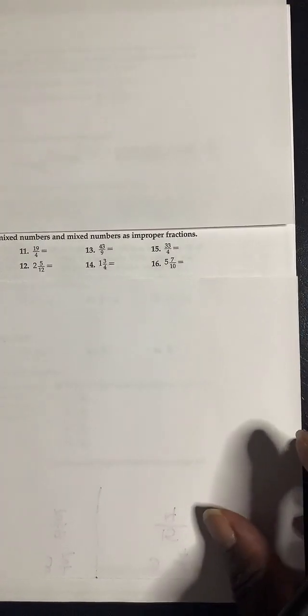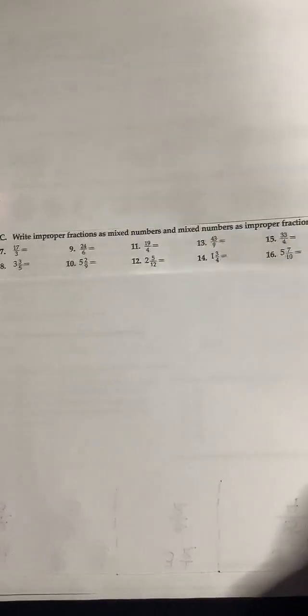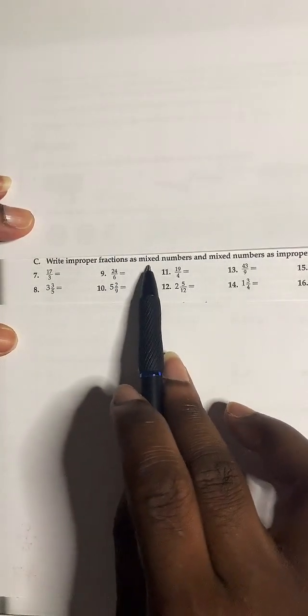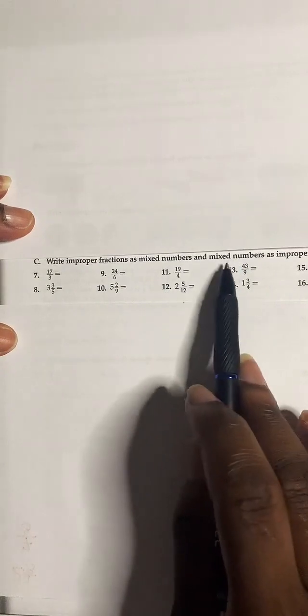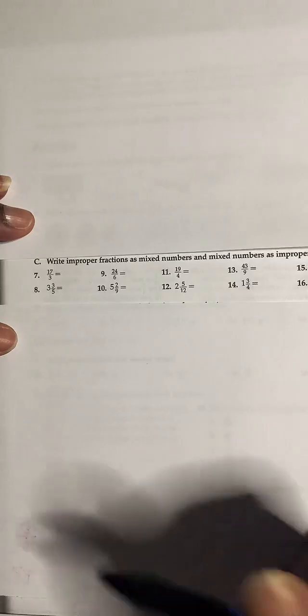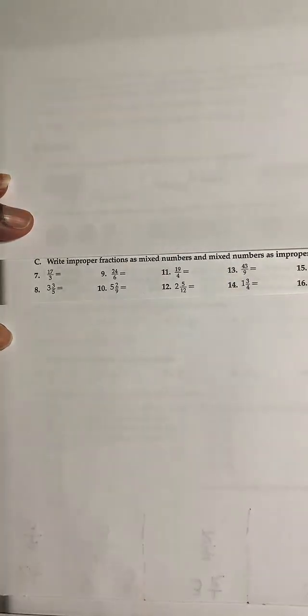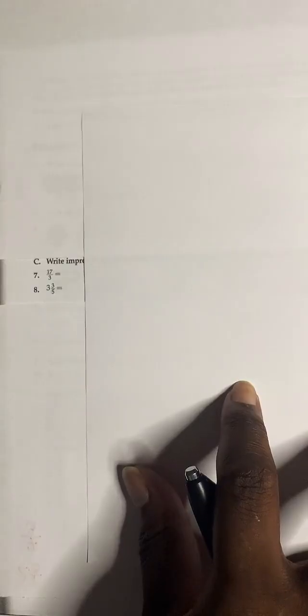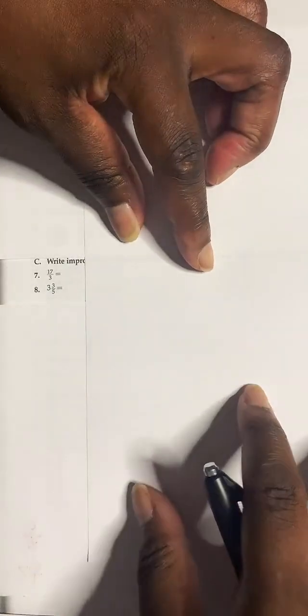Okay, so what we're going to do is, let me slide over. I don't know, for some reason, doing a lot of sliding. There we go. All right, so write improper fractions as mixed numbers and mixed numbers as improper fractions. So all we're doing is a little bit extra practice. So I really want to let's focus our attention on 7 and 8 for right now. So let me cover up these other ones so it won't be like too much in your face.